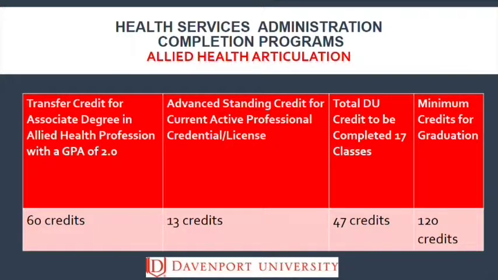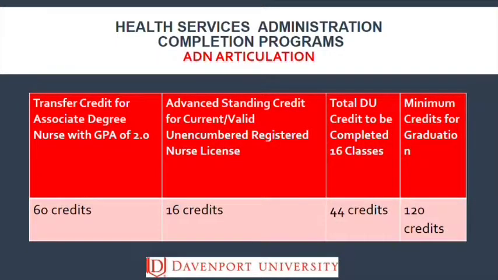And then that leaves a number of credits to be finished. So for this one, for allied health, it's 60 credits transfer, 13 credits in advanced standing, and 47 credits to finish, for a total of 120. Saves them time, it saves them money, and they'll hopefully pick us over someone else and go through one of our wonderful programs.